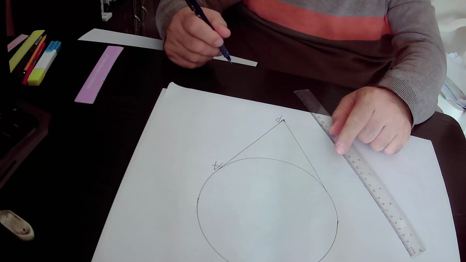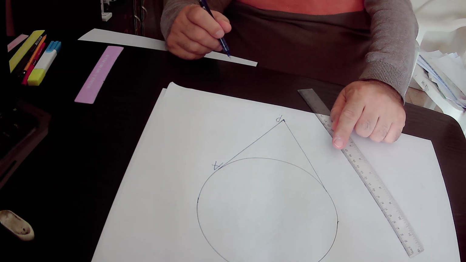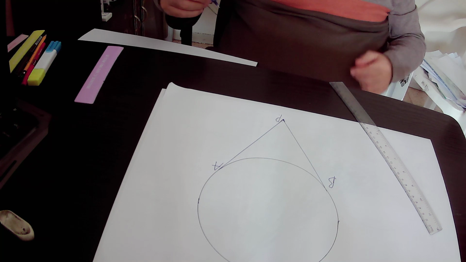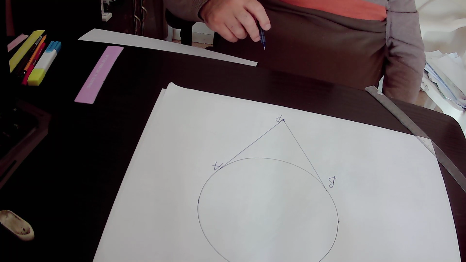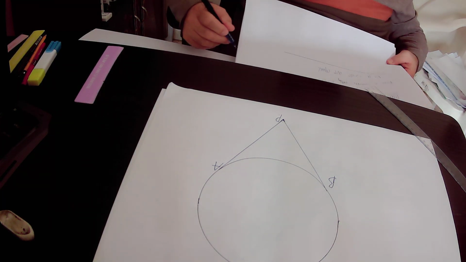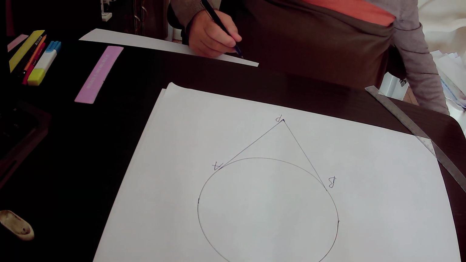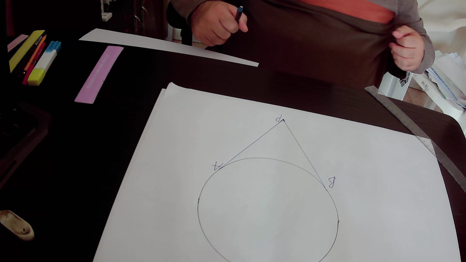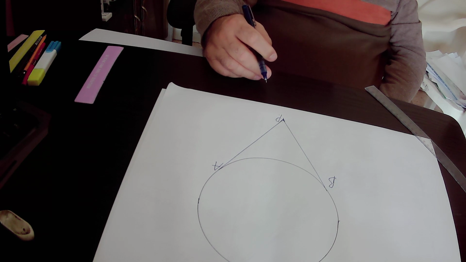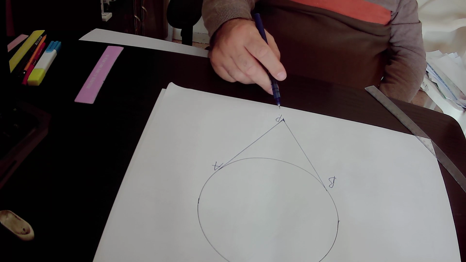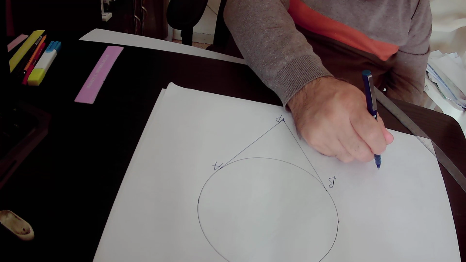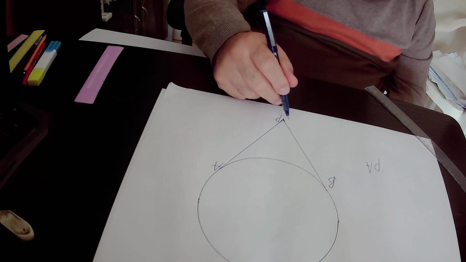And we will define the point of tangency of the second tangent with this circle as point B. Then, according to rule number 2, the lengths of two tangents from a common external point for a circle are equal. So this point, point P, is defined as a common external point, and from this point we draw two tangents. The first tangent is tangent PA, and the second tangent is tangent PB.